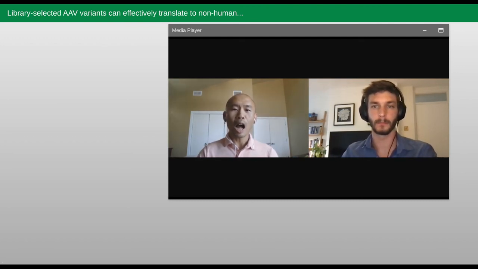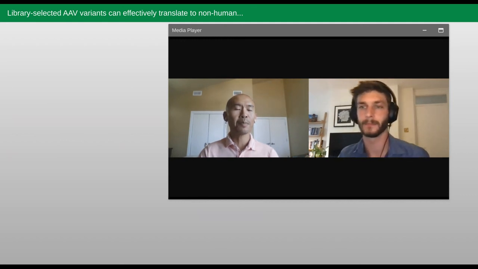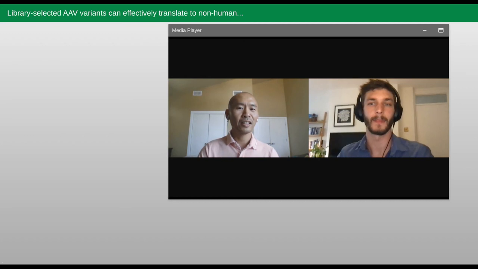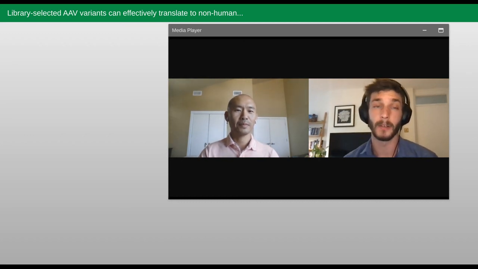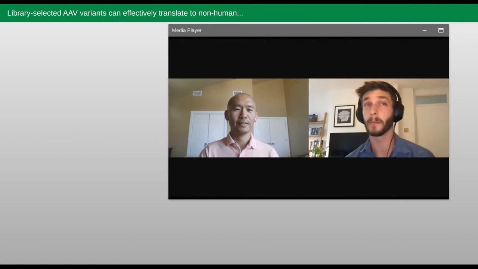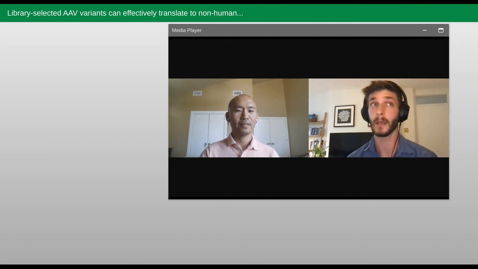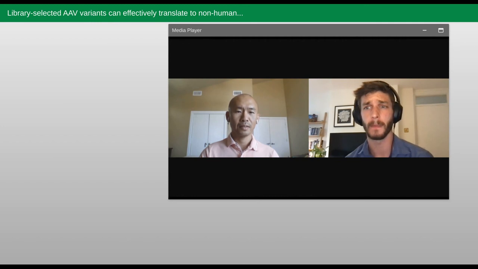The first question is, how well do AAVF and AAVS produce compared to AAV9? That's a great question. Roughly speaking, AAVF produces a little bit worse than AAV9, probably about two-thirds as well, and AAVS produces as well as AAV9, from what we can see. Sometimes a little higher, sometimes a little lower.